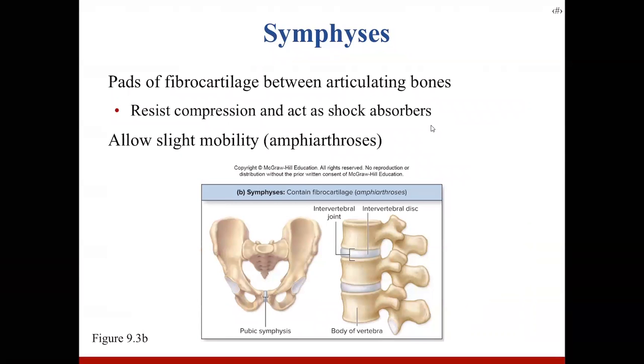Now a symphysis. Two symphyses that we talk about: one is the pubic symphysis, which is the cartilage in between the bones in the front of the pelvis. And then in between the vertebrae, there's the intervertebral disc. What they have is fibrocartilage between them, and the fibrocartilage resists compression. It's kind of like a shock absorber. There's a little bit of mobility in them.